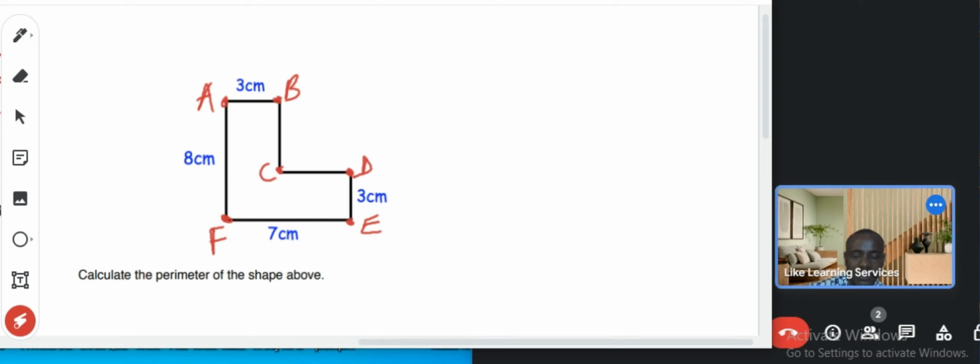Very good. Now, what's the length of B to C? From B to C, yes, speak up. 3 centimeters. Say that again. B to C, 3 centimeters. Where did you get the 3 centimeters from B to C? Yes. We need to find out what the length of B to C is.